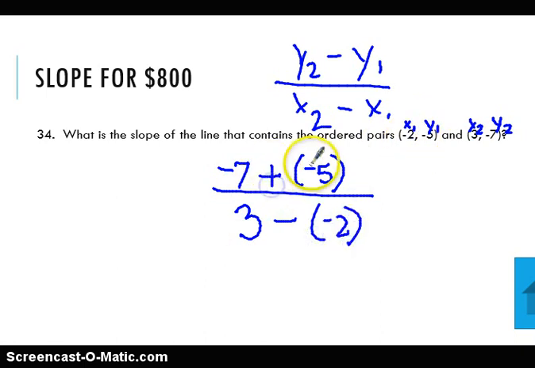So, kiss the frogs, add the opposite. Negative 7 plus a positive 5 is negative 2. 3 minus negative 2, kiss your frog, add the opposite. Negative 2 over 5 is your slope for that one.